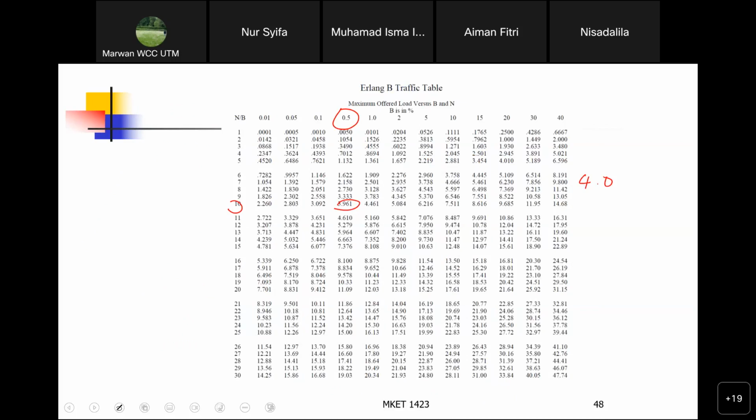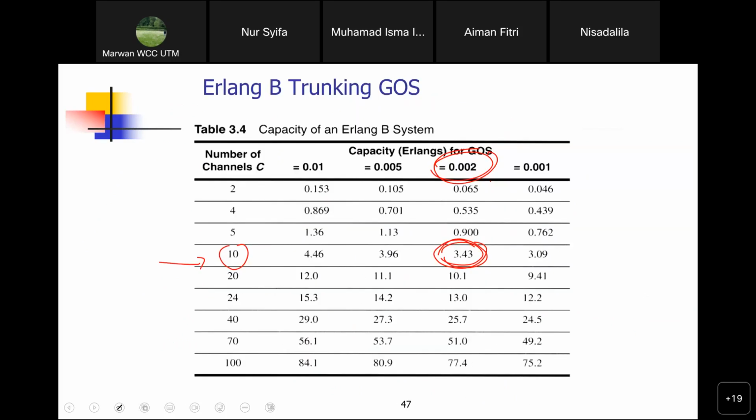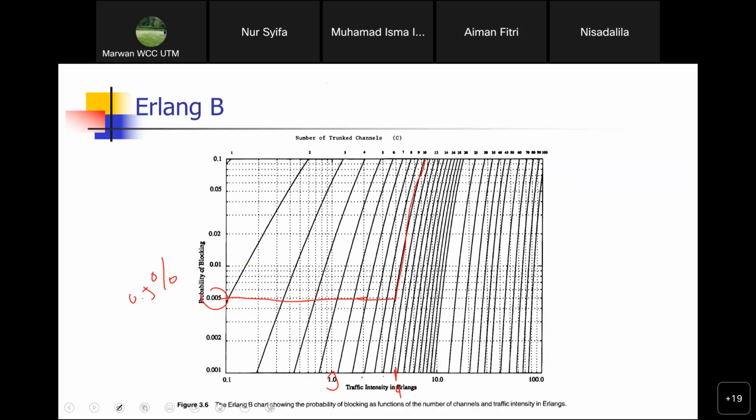Okay, of course, this is a more accurate number because it's come from the table, so you have that 4. Okay, 0.5 and 10. We give it that. So if you refer to the table, 0.5 and 10, it gives you 4. Okay, 4.0. Of course from the graph you have a slightly different number if you want. So in the exam, the table will be given.